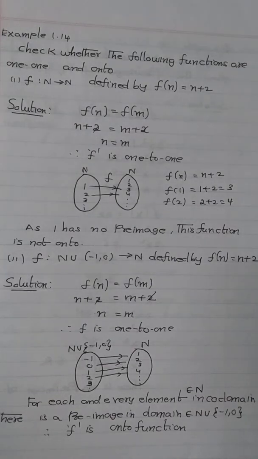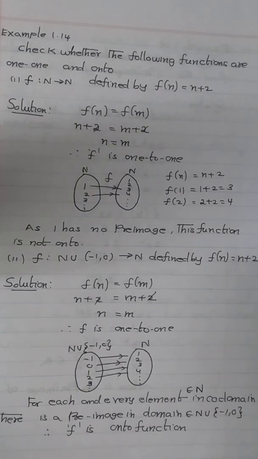Okay, students, to prove one to one it's very easy, that easy. Just take f of n is equal to f of m. Then you will get n is equal to m. It is one to one.